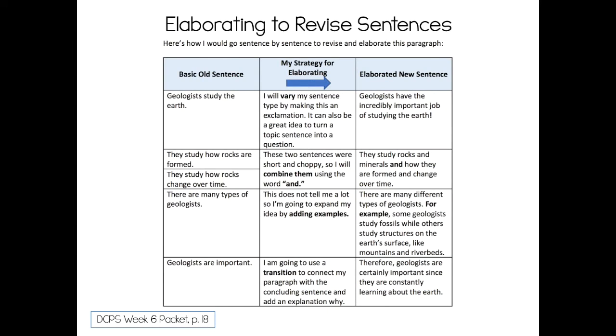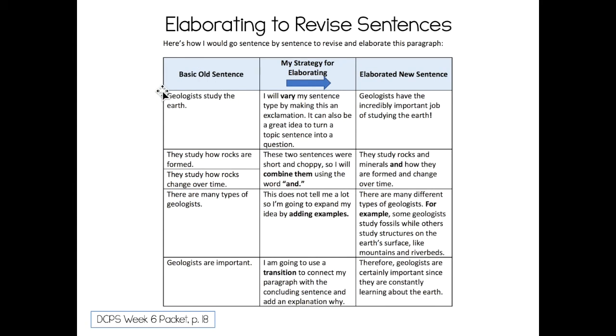Here on page 18, we can see this author's strategy to elaborate each sentence in his original paragraph. So our table here has 3 columns. First, our basic old sentences that we got from our first draft of our paragraph. Second, our strategies for elaborating. Those are coming from our checklist. And third, our elaborated new sentences. So let's see how each sentence goes from basic to elaborated.